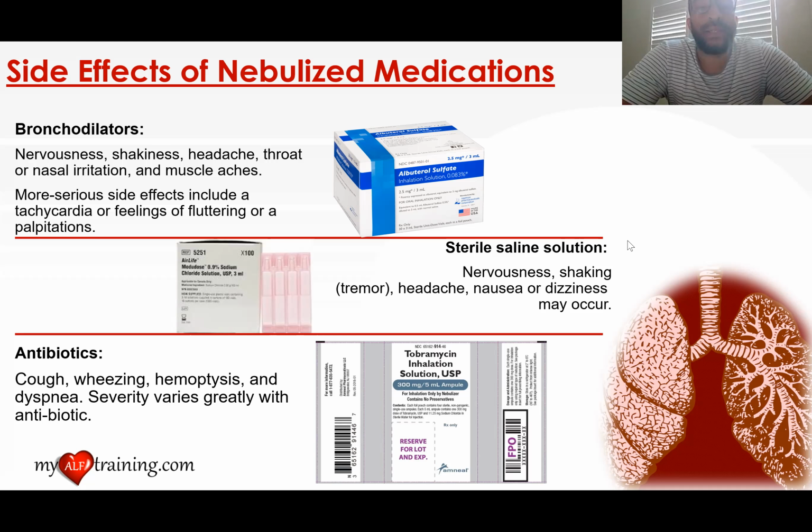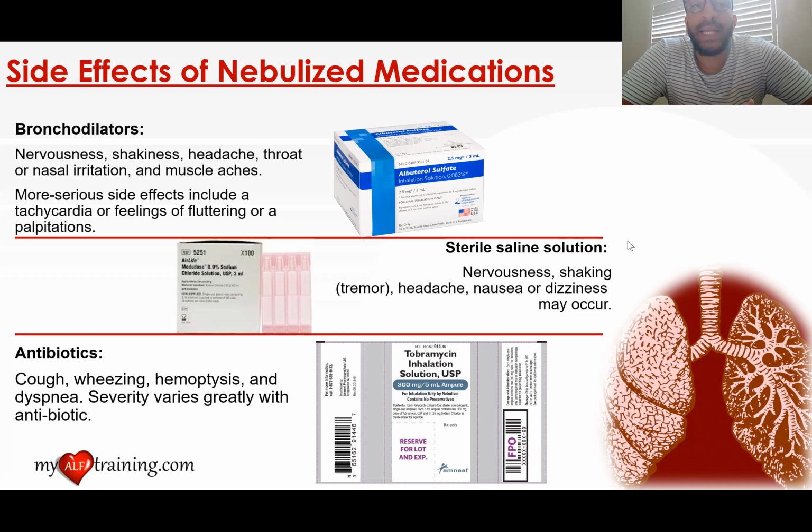Now, tobramycin, our antibiotics. What type of side effects can we expect when we're administering antibiotics to our patients? Well, antibiotics are a bit different, and the side effects vary with which specific antibiotic we're given, but generally, no very serious side effects, but we can expect coughing, wheezing, and hemoptysis. Hemoptysis, which you should know, is bloody sputum or blood in the sputum, and also dyspnea, shortness of breath.